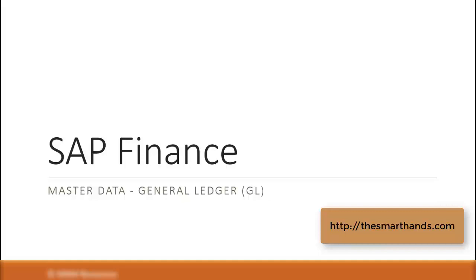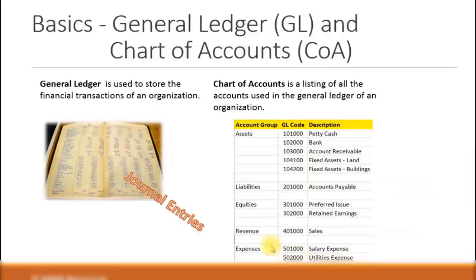In this presentation, we look at the general ledger master data. Back in the old days, before any computers, all the financial transactions were stored in a big heavy book, which was called the general ledger. All the entries were posted in this book. It was later consolidated into a balance sheet and a P&L statement.